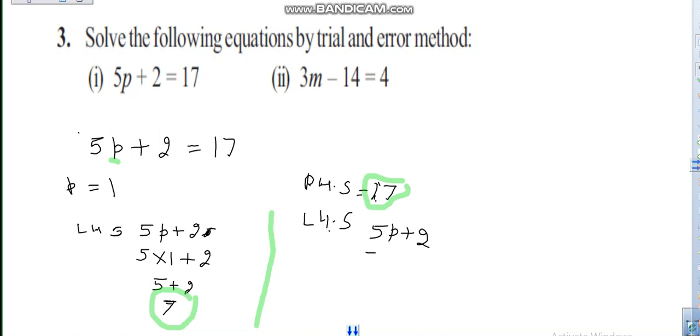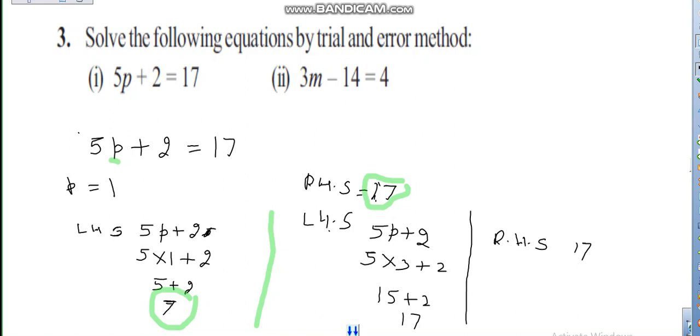Now take p is 3, 5 into 3 plus 2. The sign between 5 and p is multiply. So 5 into 3 is 15, plus 2, it is 17. Now this value I will match with the right hand side. Here the right hand side is 17.